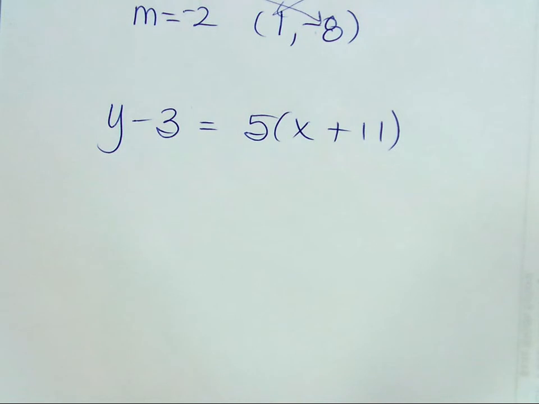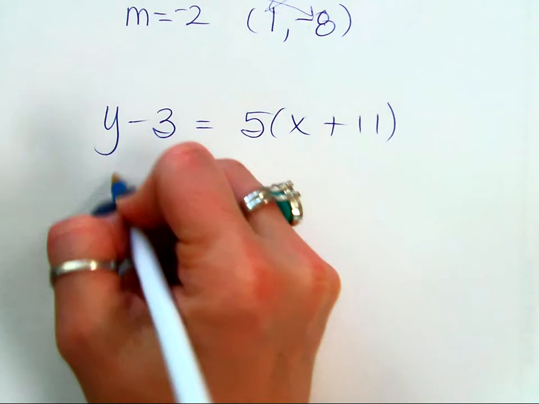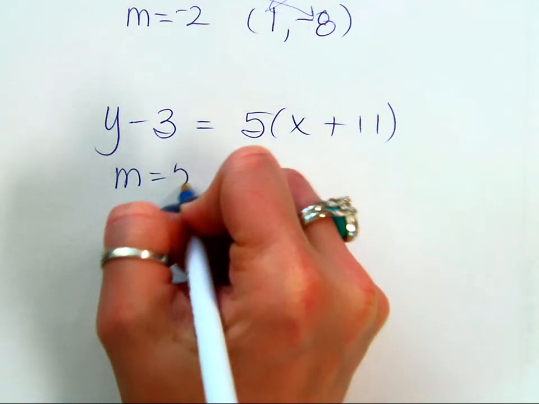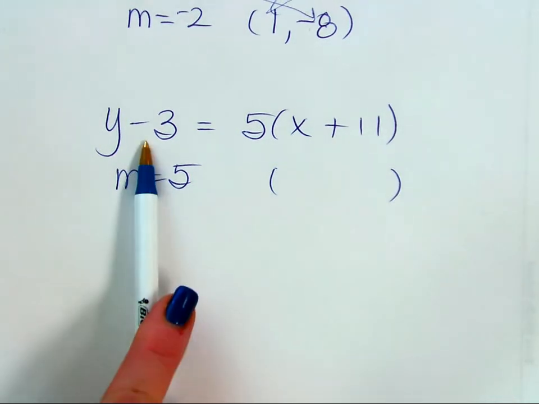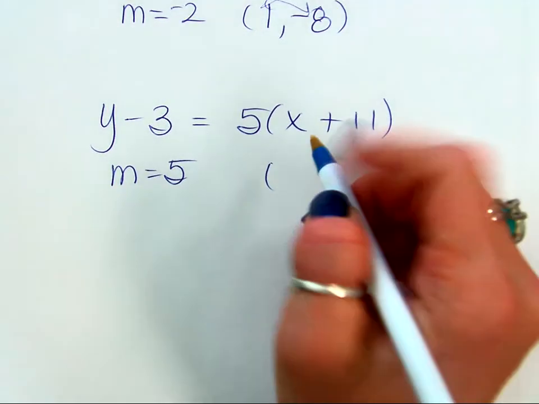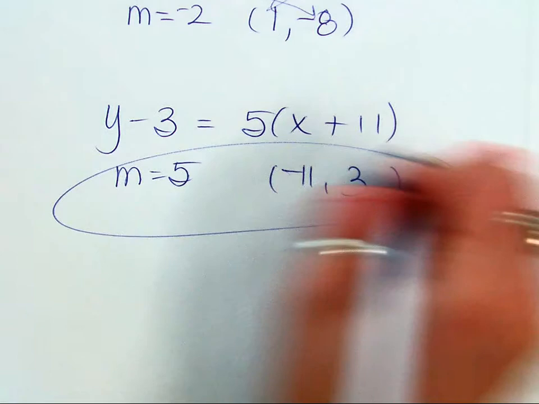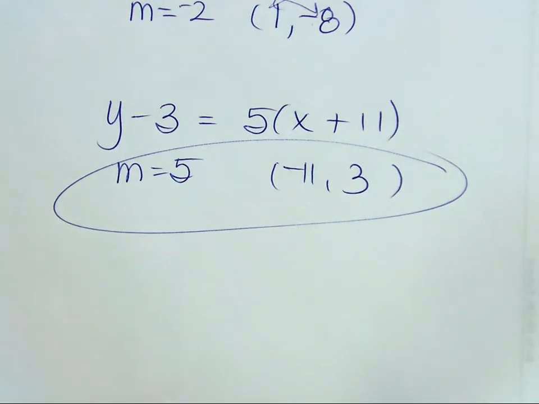All right, think you got it? Anybody, what's the slope? Easy peasy. 5, what's the point? Anyone? -11. Yep, -11, positive 3. Easy, move on? Okay, because there's two other things that go with this.